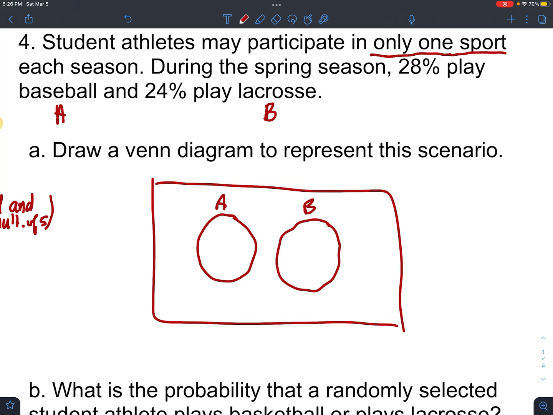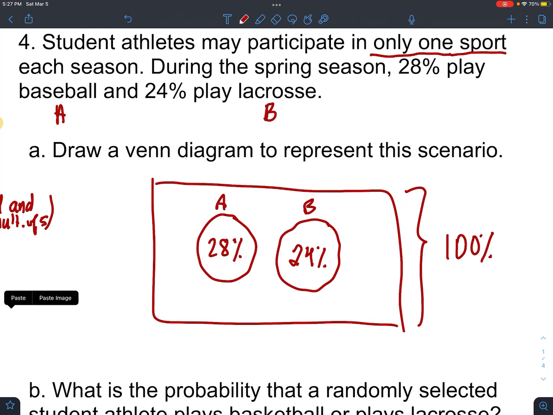And they're telling me that 28% are in baseball and 24% are in lacrosse. So that's that. Now, there's 100% in total. So the 28% and the 24% do not add up to 100. It adds to 52. So 48% is actually hanging out outside of those bubbles. Okay, so those are the people that played in neither sport.